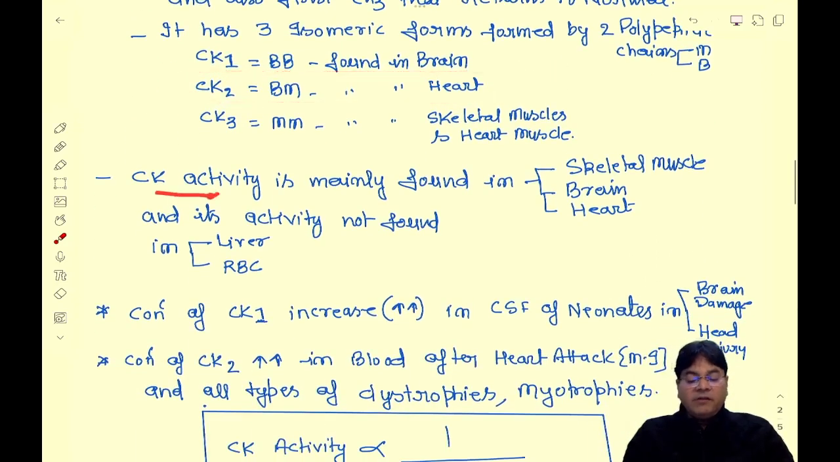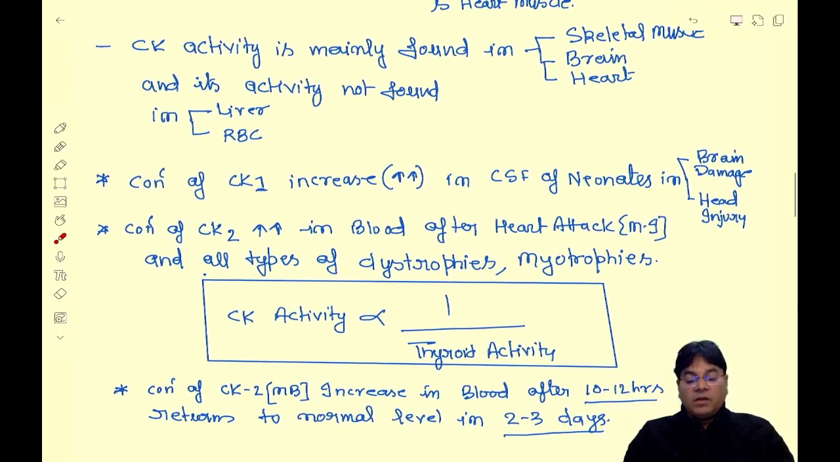Now, the activity of creatinine kinase is mainly found in skeletal muscles, brain and heart, and it is not found in liver and RBC. So, if we want to detect anything wrong in skeletal muscles, brain or heart, especially heart, we go for the creatinine kinase as the cardiac marker. Now, another concept is the concentration of CK1 increases in newborn babies, that is neonates, when they suffer from brain damage or head injury or weight loss.